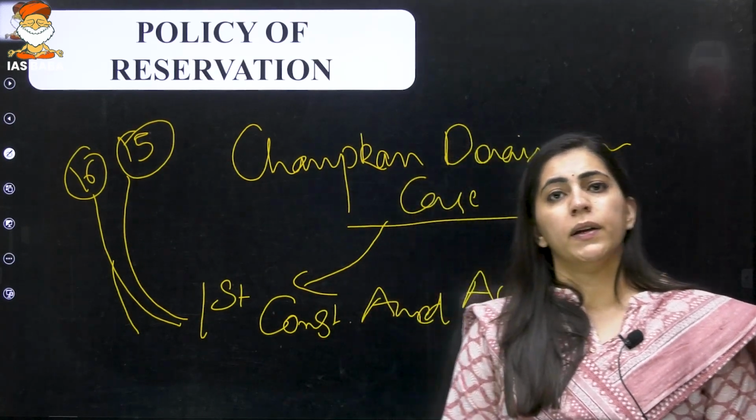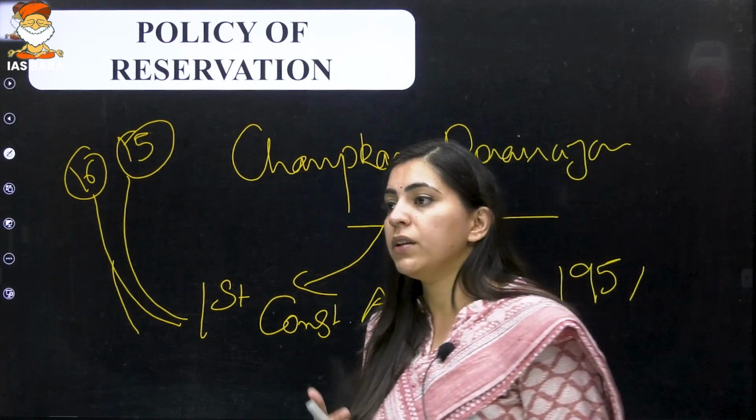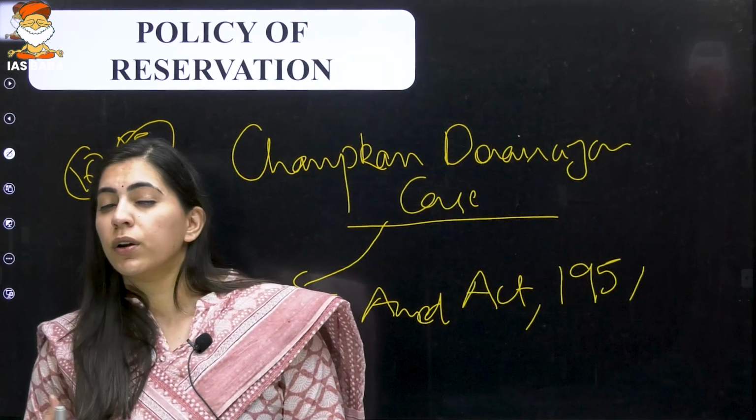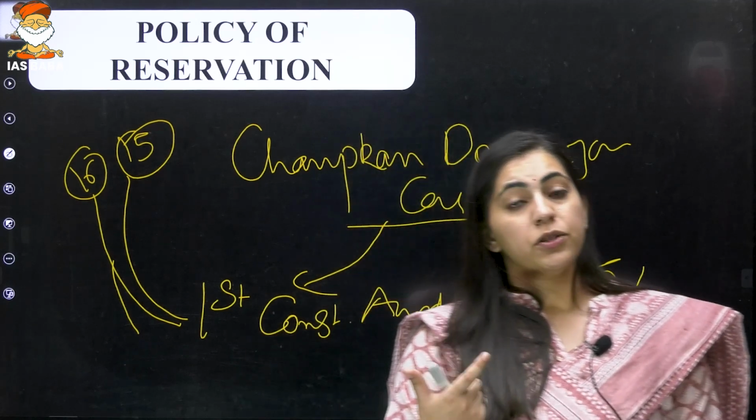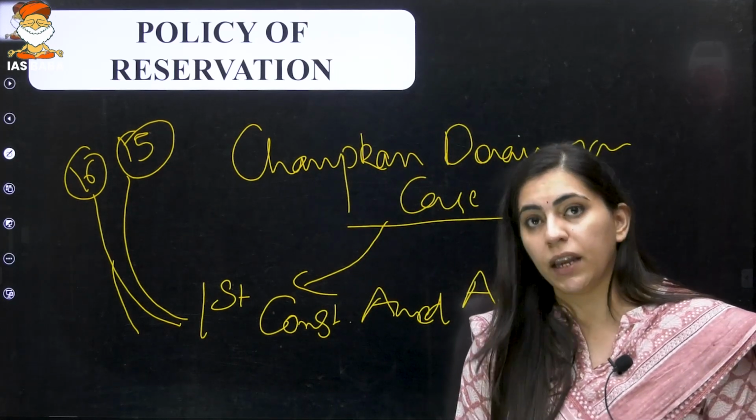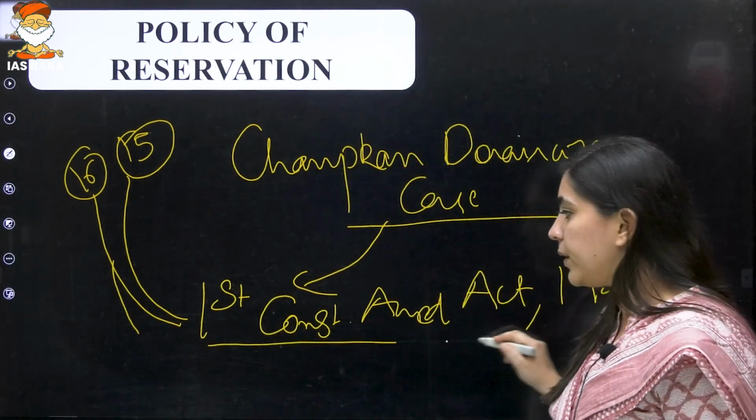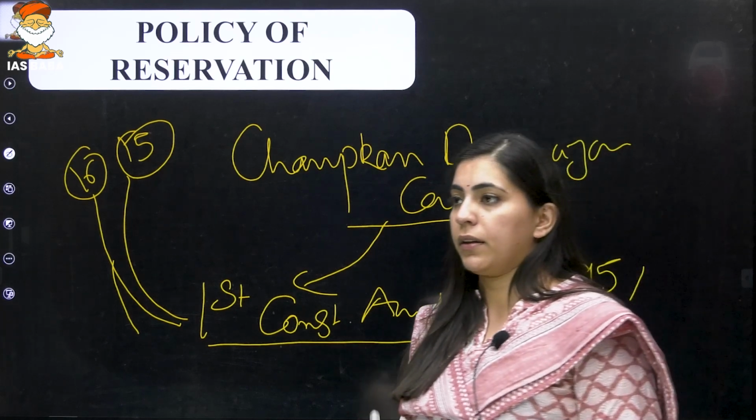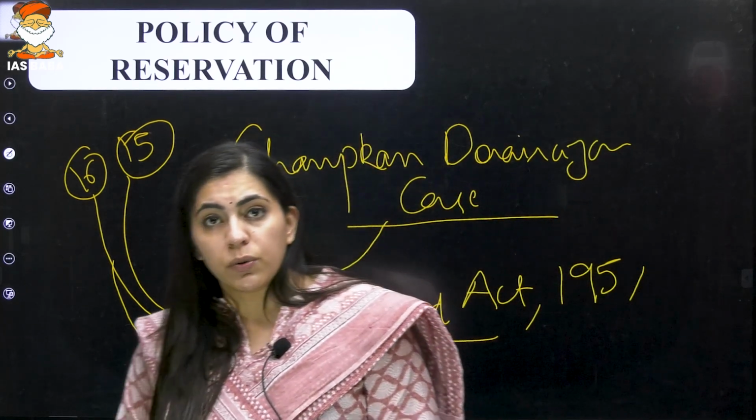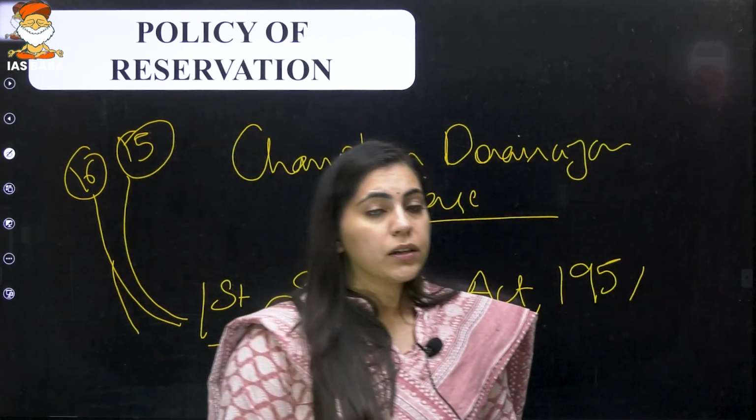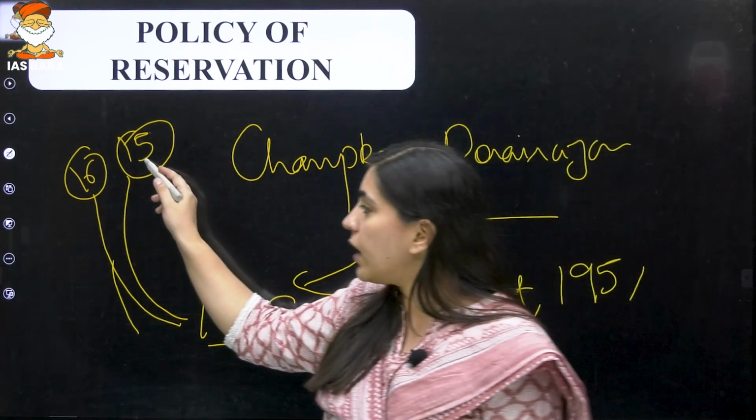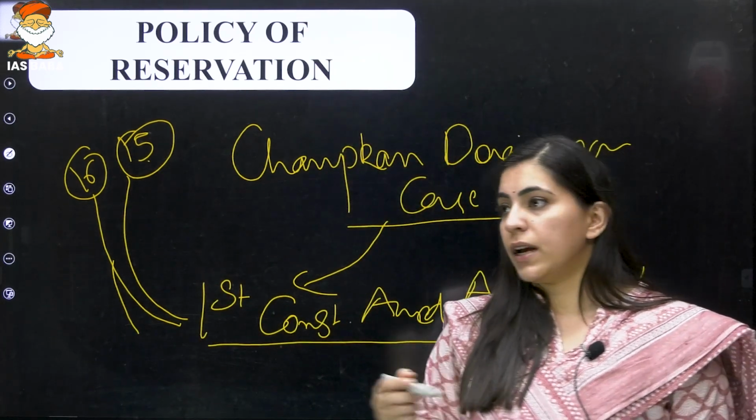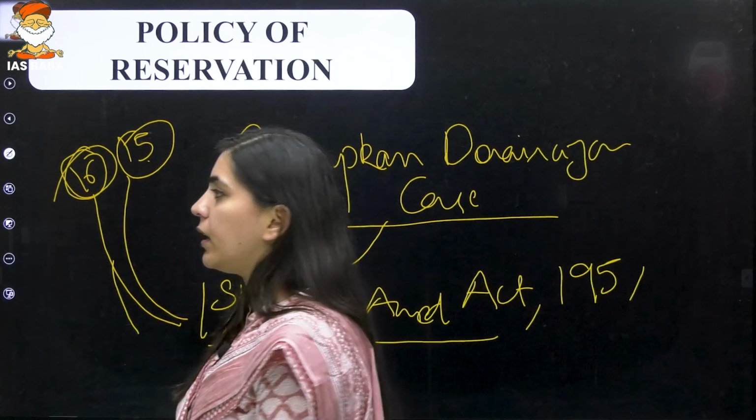I hope that everyone is clear about what happened in Champakam Dorairajan, what were the articles of the fundamental rights that were challenged, and why the government of India came up with the First Constitution Amendment Act, thereby providing Scheduled Caste and Scheduled Tribe a certain set of reservation in educational institutions in Article 15 as well as government jobs under Article 16.